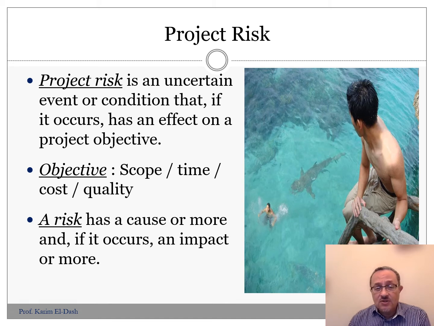We have the common triangle, time, cost, quality, whatever the old triangle or new triangle, but we always have triple legs or triple sides of the triangle: time, cost, and quality. And whenever we are talking about a project, we have to consider the scope. Okay, how can a risk affect the objectives, affect the scope or time or cost or quality?